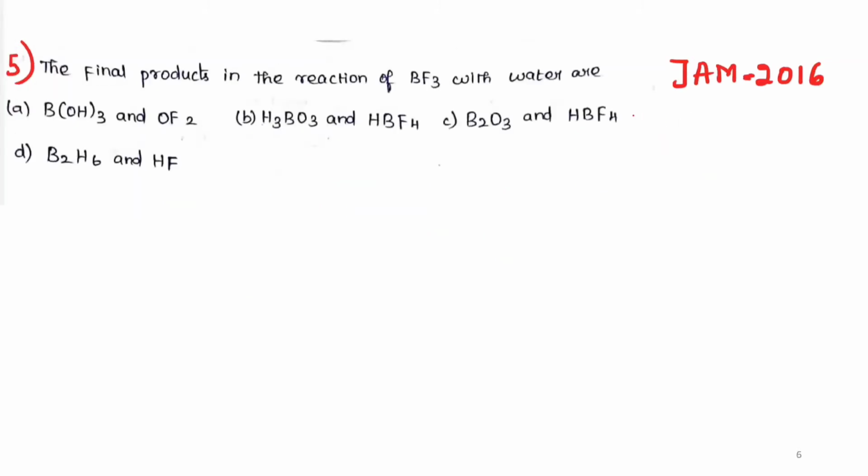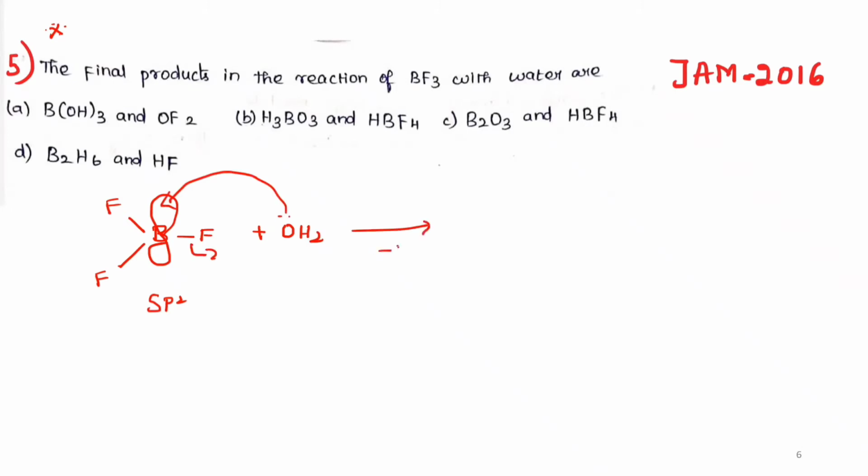And next question: the final product of the reaction of BF3 with water. Very important question, please note. Now BF3 reacts with water. What is the product? You know very well boron has sp2 hybridization, right? It contains a vacant p orbital. Now, in the nucleophilic substitution reaction, the lone pair of H2O attacks and fluoride is released. I get B with OH, and then F and F. If I continue, what is the product? B with OH, OH and OH, plus I get 3HF.